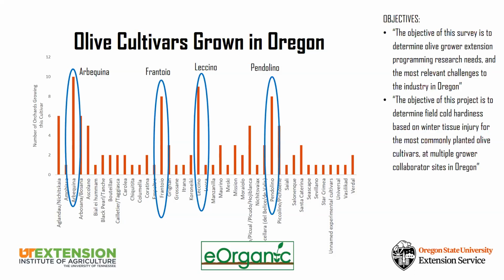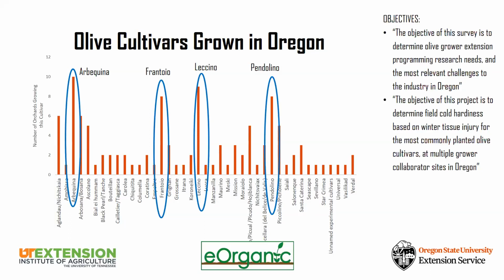I wanted to really focus on giving you the scope that will be covered by the project that you're doing. The next objective below, the other example, is actually an outcome of the survey, and is based on the field research that we're going to be doing. So the objective of the other project is to determine field cold hardiness based on winter tissue injury for the most commonly planted olive cultivars at multiple grower collaborator sites.